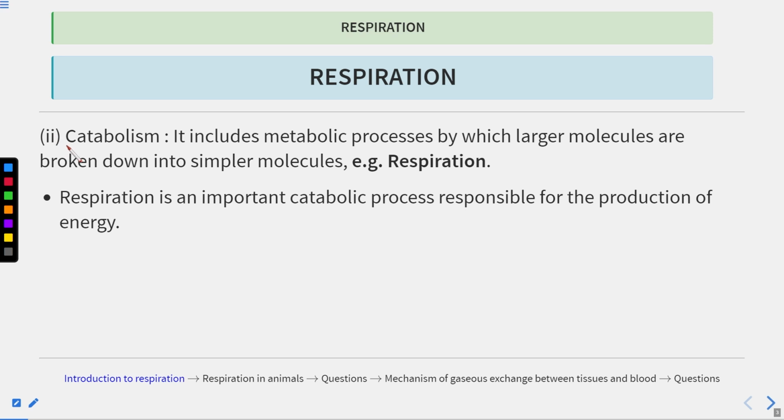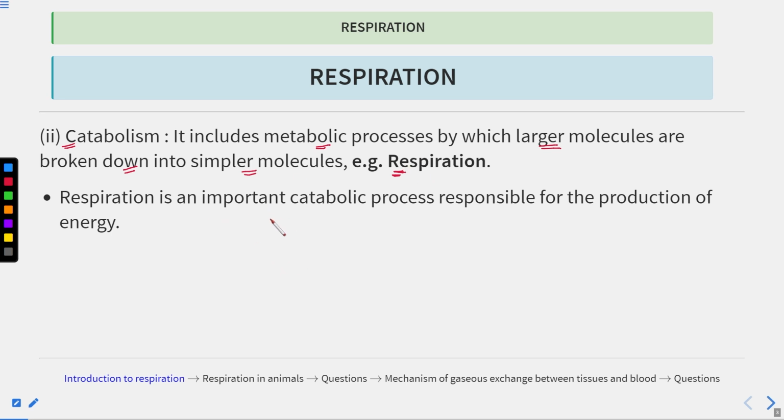Now let's talk about catabolism. Catabolism is the opposite of anabolism. It includes all the metabolic processes in which the larger molecules are broken down into simpler molecules. An example of a catabolic pathway is respiration. Clear? So let's discuss a little bit about respiration. This topic is about respiration only.